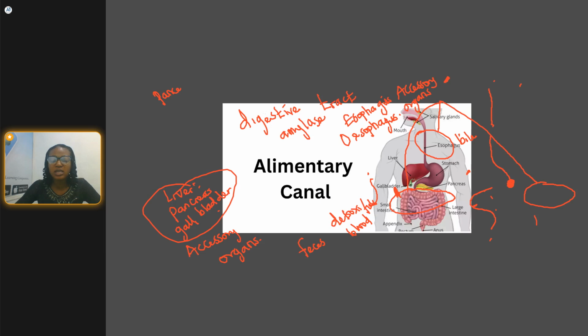So we are going to be looking at the general characteristics of digestive enzymes.